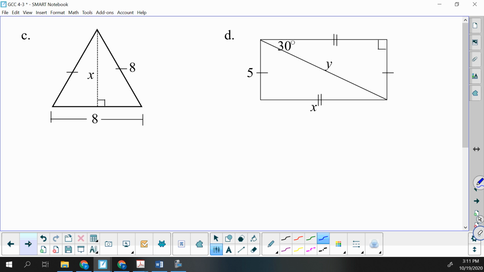All right, next up we have an isosceles triangle. We know it's isosceles because we have the markings there. If it is isosceles, the base gets split in half when the altitude is dropped. So if that whole thing is 8, this is 4.